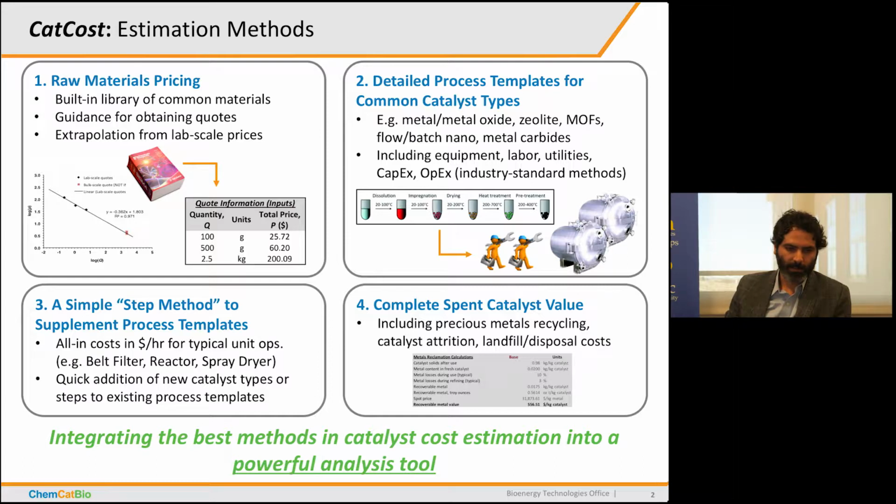CatCost provides researchers with a number of ways to input their own cost data or built-in raw material libraries. Users are able to select from 2 modes of processing cost estimation, including a detailed full plant analysis or a simple step-based approach. Both methods are bundled with pre-populated templates to help users initiate an estimate for a wide variety of common catalysts, including metals on metal oxides, zeolites, and nanoparticles.